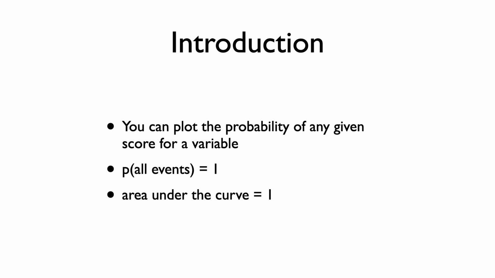So that means if we plotted this as a graph, so we're making a graph, the area under the curve equals 1. Okay? So if we actually calculated that area, it equals 1. Let's give you a very quick example here.